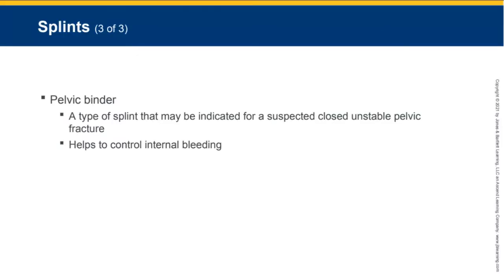Pelvic binder, a type of splint that may be indicated for a suspected closed, unstable pelvic fracture. It helps to control internal bleeding. So you can use a pelvic splint. If you don't have a pelvic splint, you can use a blanket or you can use a sheet.